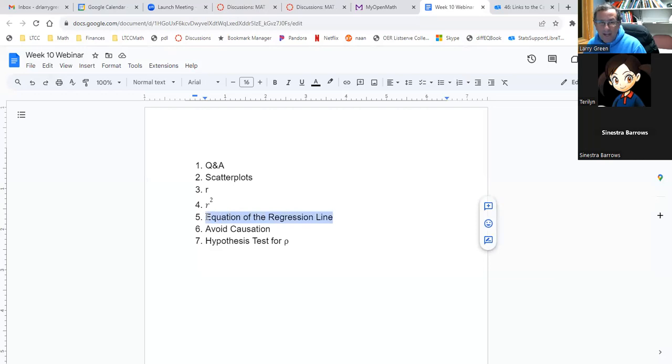Then we'll look at the regression line. You might have heard of the line of best fit or the linear regression line, and that's what we're going to be talking about. And hopefully you might even remember from way back when you were taking algebra, the equation of a line. You're probably used to it.